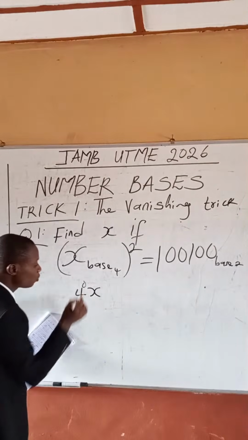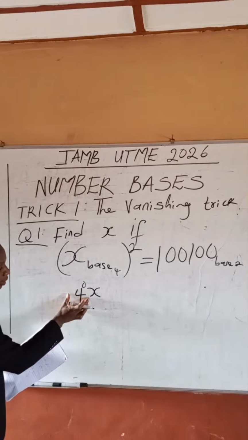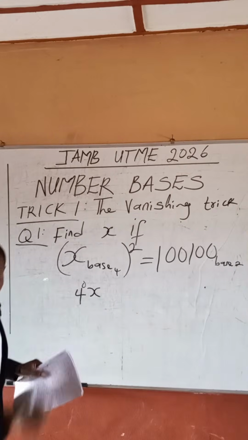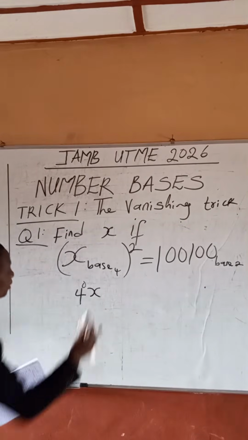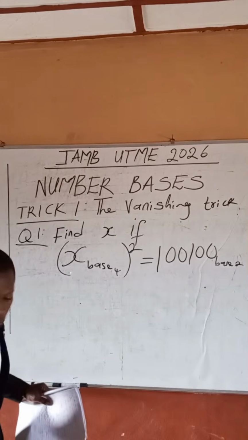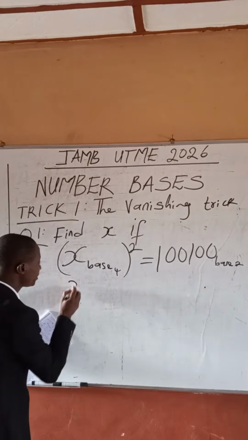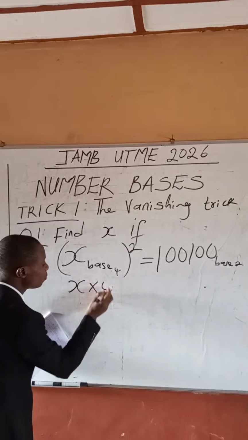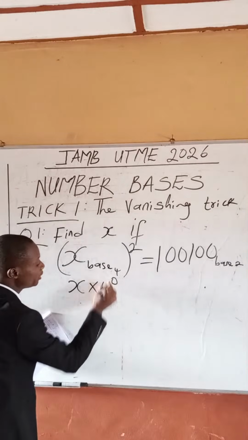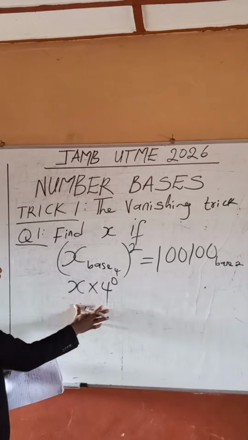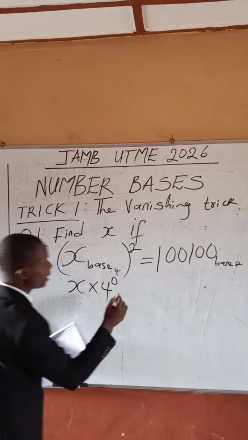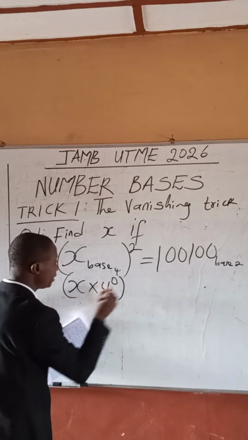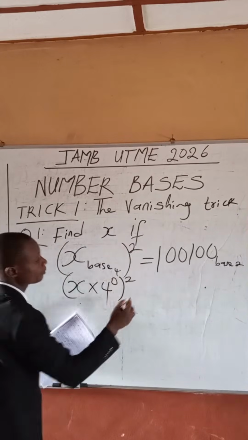So which means this 4 will be carrying 0. Okay, this 4 will be carrying 0. Let me re-express it. Maybe this will be better understood. Now here we are going to write x times 4, raised to the power of 0, which makes it 1. And it is now squared because of the square here.